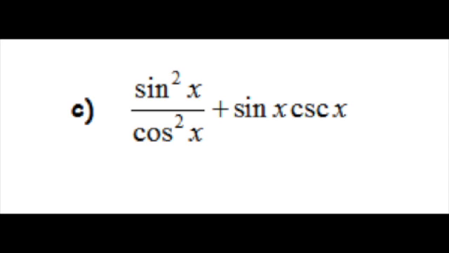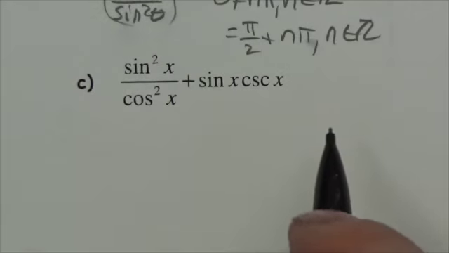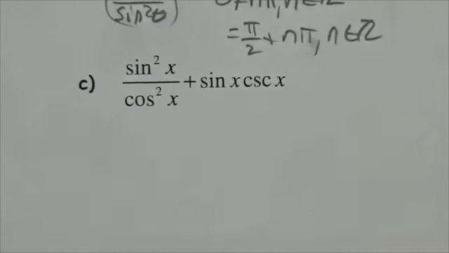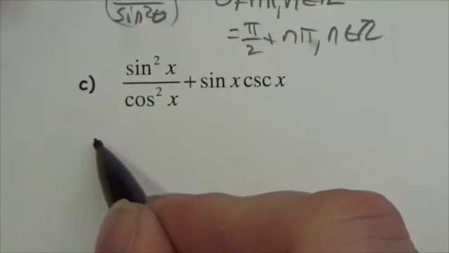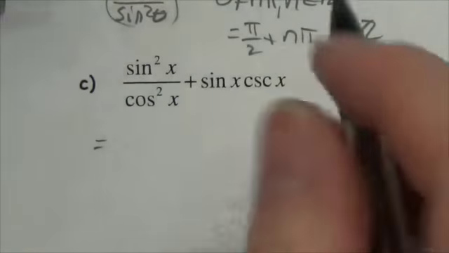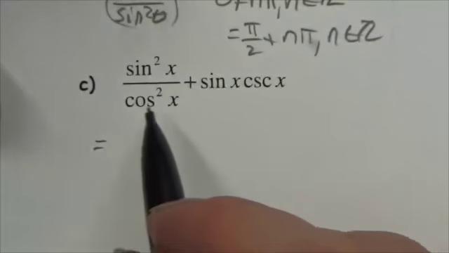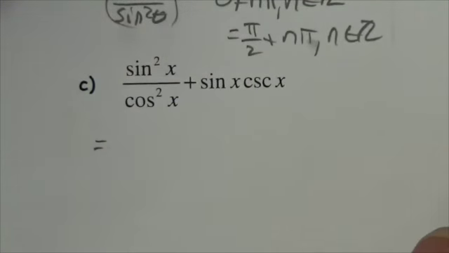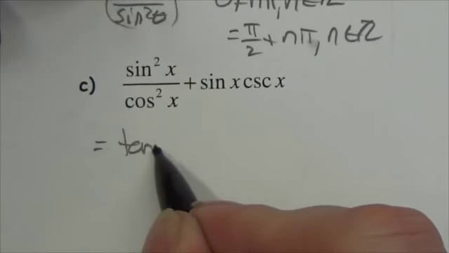Sine squared of x divided by the cosine squared of x plus the sine of x multiplied by the cosecant of x. So this question's in some ways similar to the one that we just did. Notice that I don't see any Pythagorean identities popping out right away here. However, there are some obvious changes that can be made here. For example, sine squared over cosine squared is actually equal to tangent squared.